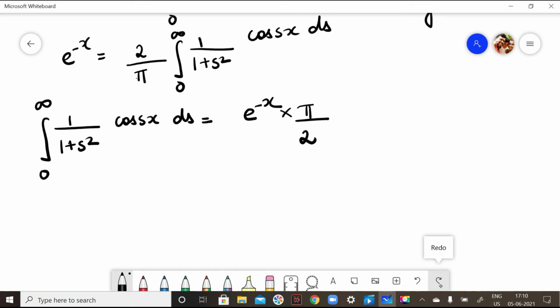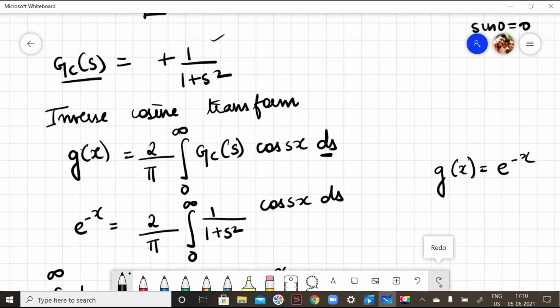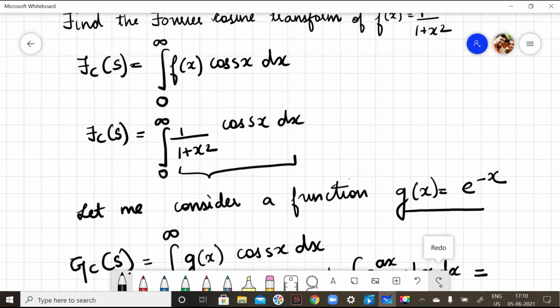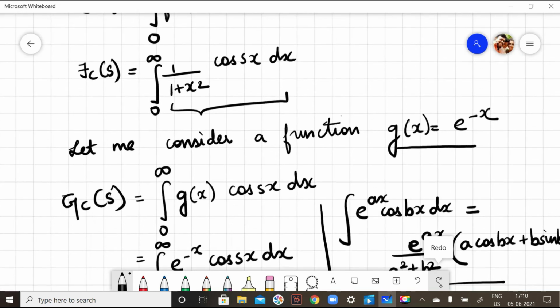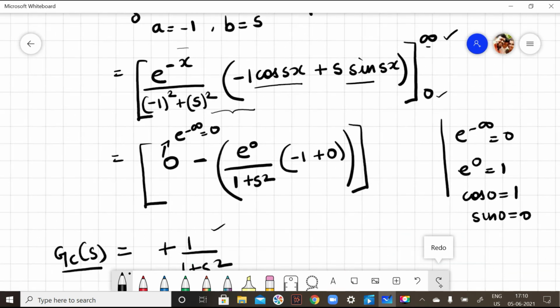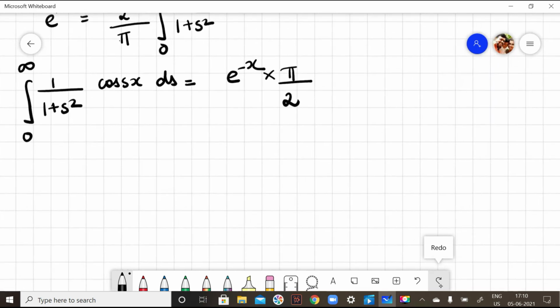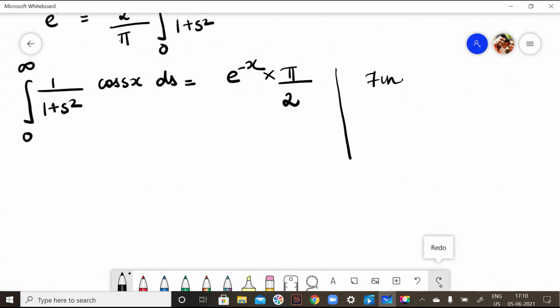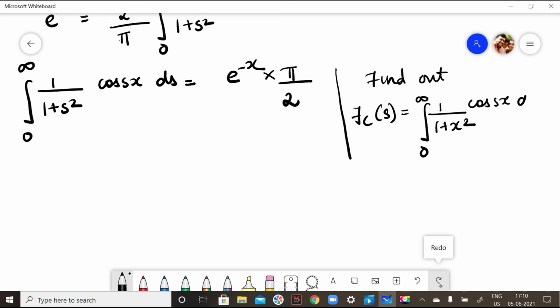Okay, now let us see what we have to find out. What should we find out? We should find out integral 0 to infinity 1 by 1 plus x square cos sx dx. This is what we have to find out. Okay, let me write that. What should I find out? I should find out Fc of s. What is that? Integral 0 to infinity 1 by 1 plus x square, okay, cos sx dx.